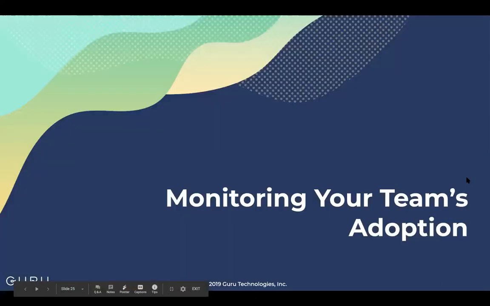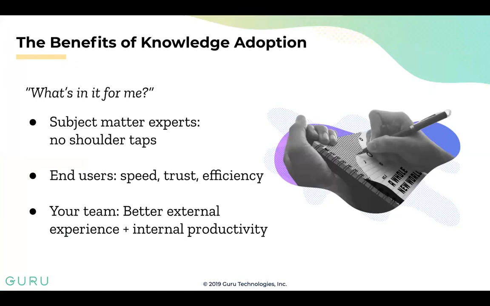Alrighty. Let's move on to our learning objective number 3, which will be monitoring your team's adoption with Guru. So we're going to talk about how you can see the benefit from your team for unified and verified knowledge in your workflow knowledge base and see how they're using it. So first, we're going to go over the benefits of knowledge adoption.